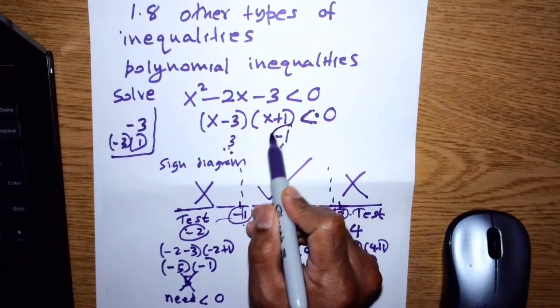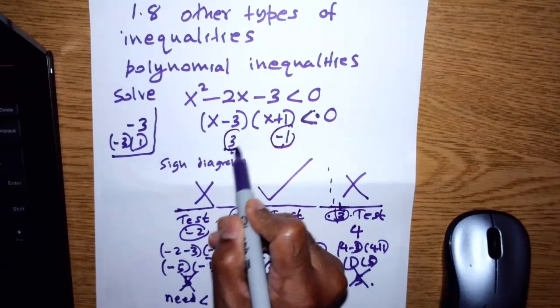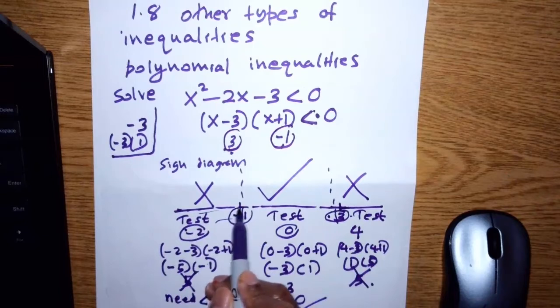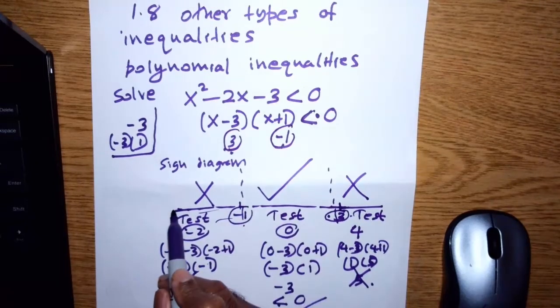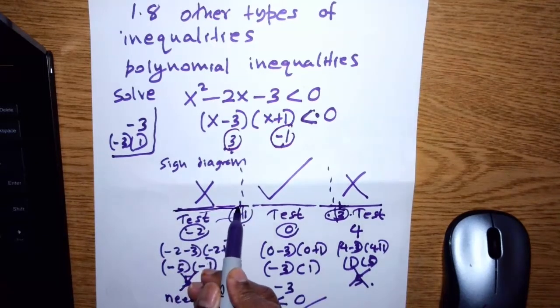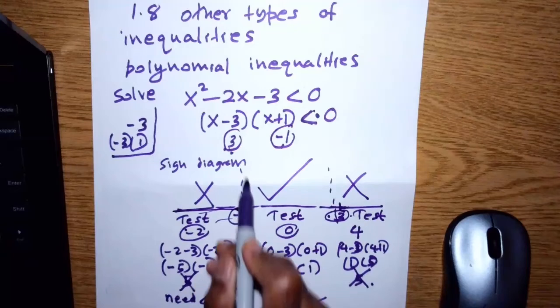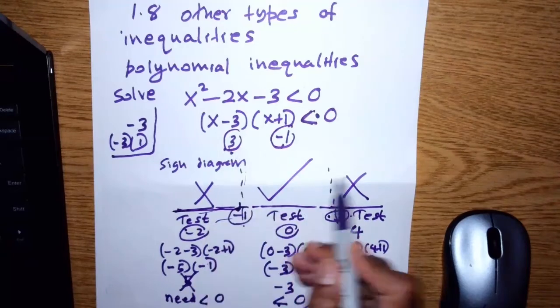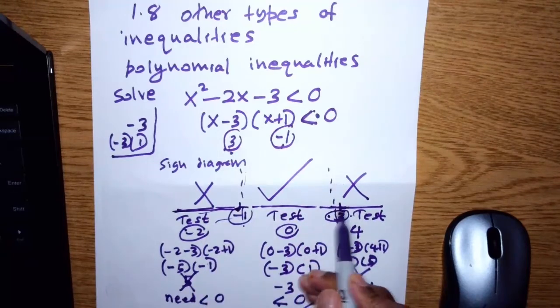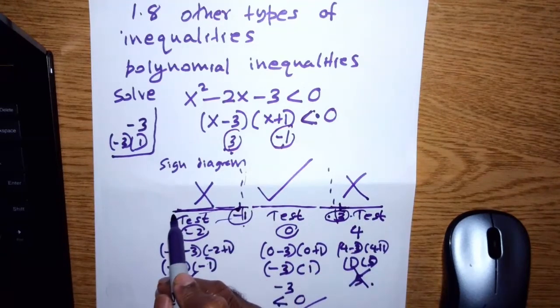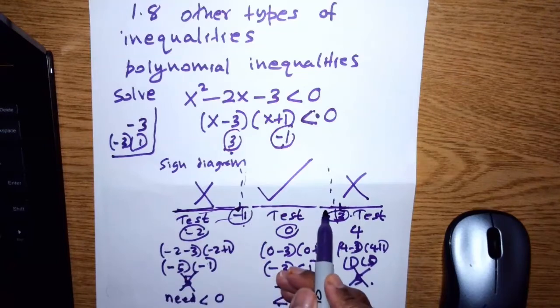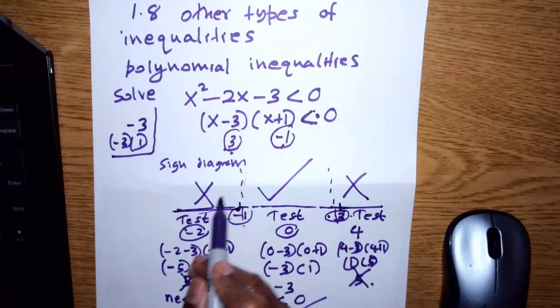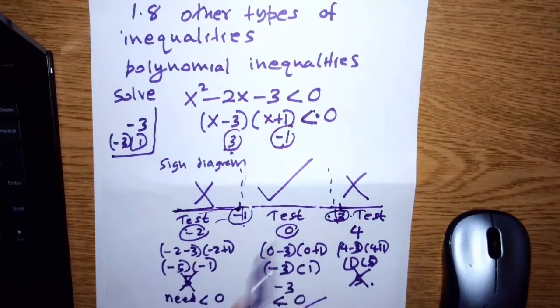I go to the smallest one and the next one. So I look at the interval before -1, that means all the way up to -1. That will be one part. -1 is a barrier, and then 3 is another barrier, and after 3. So before -1, between -1 and 3, and after 3. So there are 3 sections.